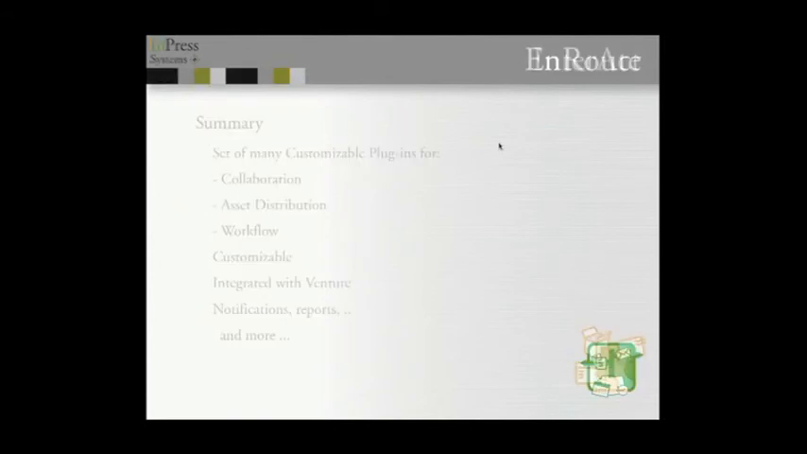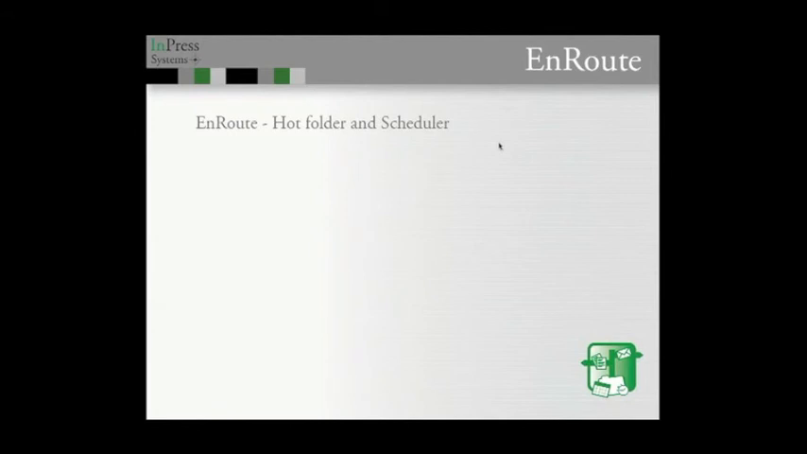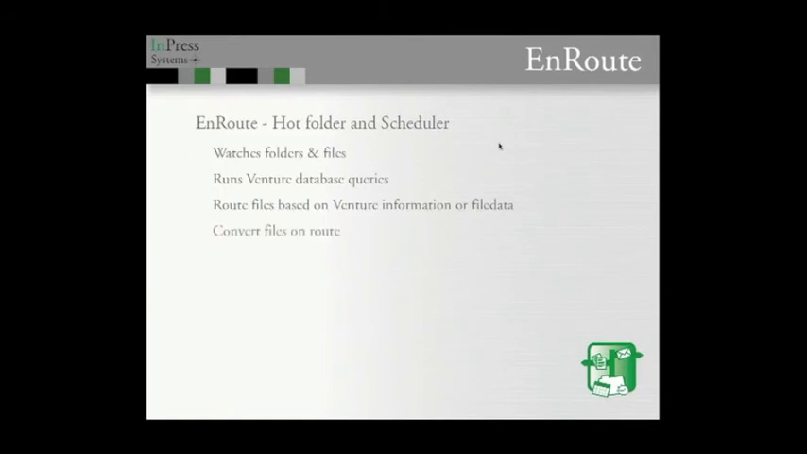OnRoute is a hot folder and scheduler. Basically what it does, it can either watch folders and files, or it can run Venture queries. And the assets that OnRoute finds, it can route, so it can put them in different locations based on information in the file, like Venture database information or parts of the file name and so forth. It can also convert files before it routes them. It can do some unzipping, reporting, notification. You can write back to the Venture database, just like Interact.